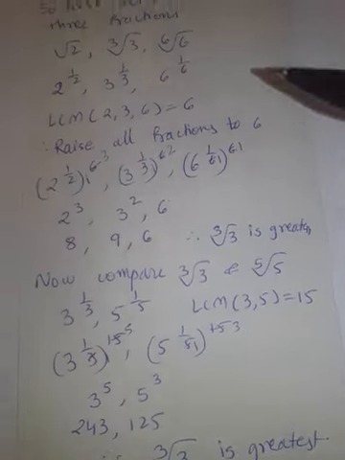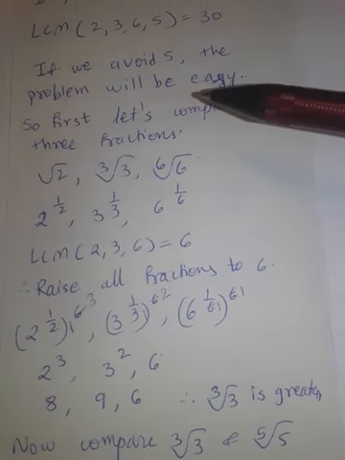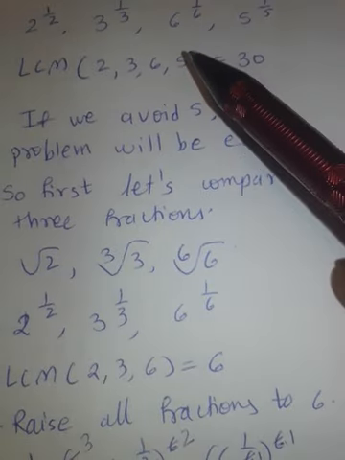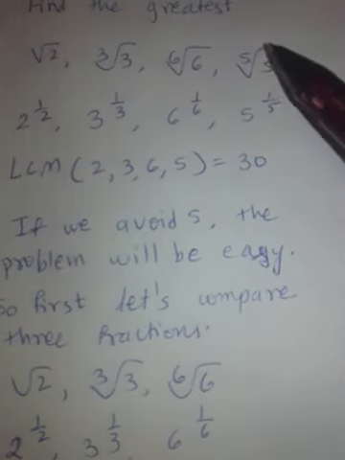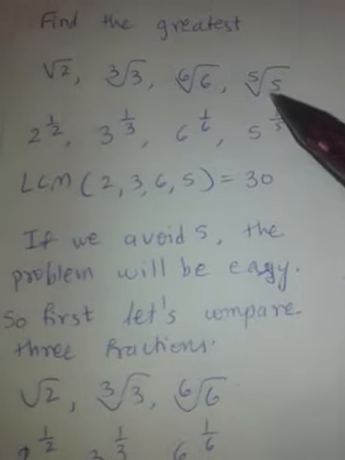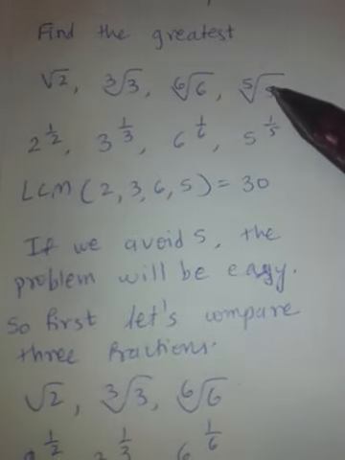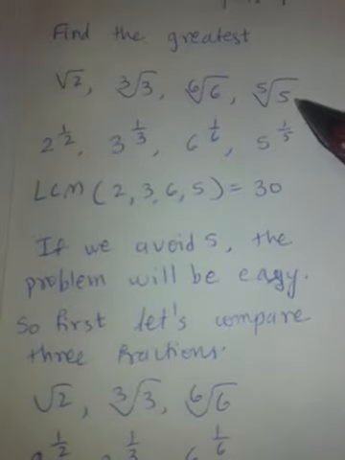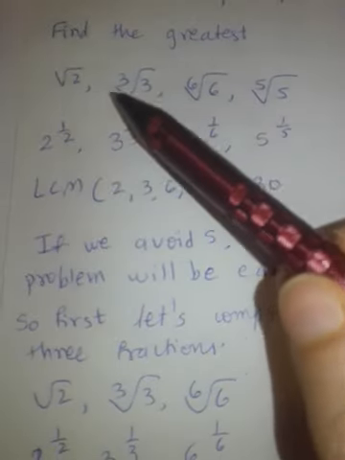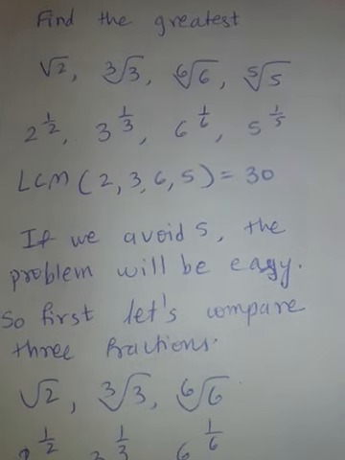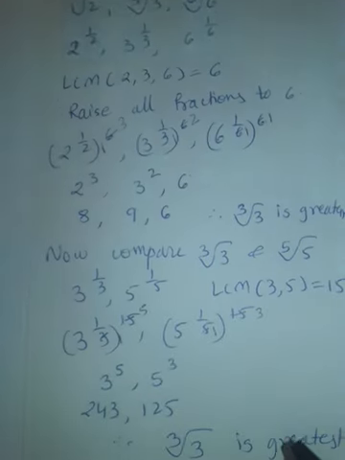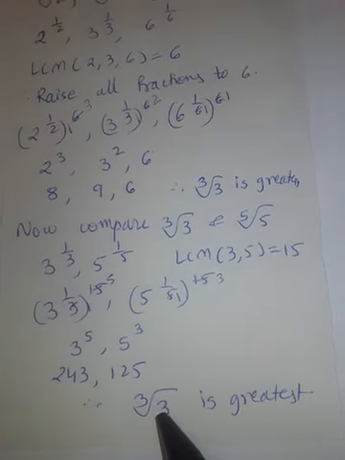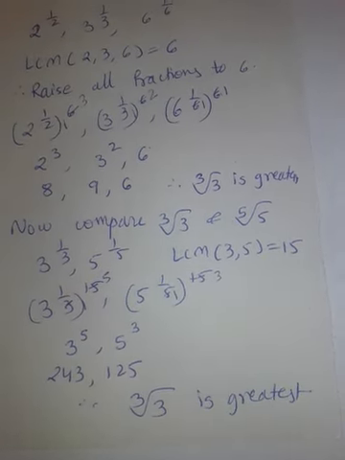So here we are using the same method that we learned in part 3, but the only difference is that instead of considering all four numbers together, for the time being we avoided this number and we considered only these three. And finally we got our answer that among all four numbers, the third root of 3 is the greatest.